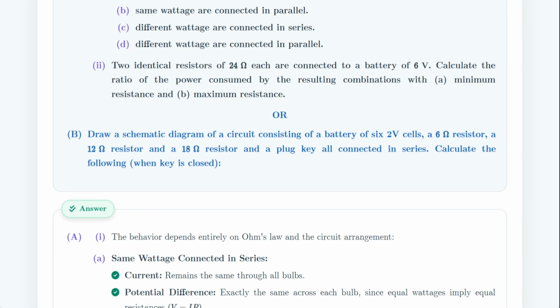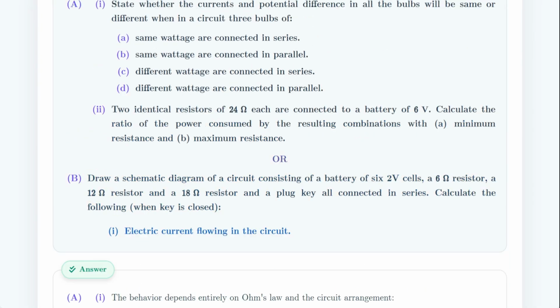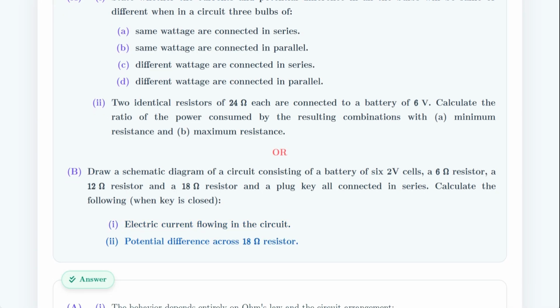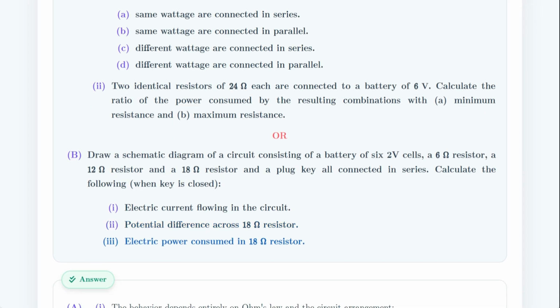Alternatively, we have the OR question, part B. This asks us to first draw a schematic diagram of a series circuit containing a battery of 6 2-volt cells and 3 resistors of 6, 12, and 18 ohms. Based on this circuit, we must calculate 3 things. First, the total electric current flowing through the entire circuit. Second, the specific potential difference, or voltage drop, happening only across the 18 ohm resistor. And third, the electric power being consumed specifically by that same 18 ohm resistor.